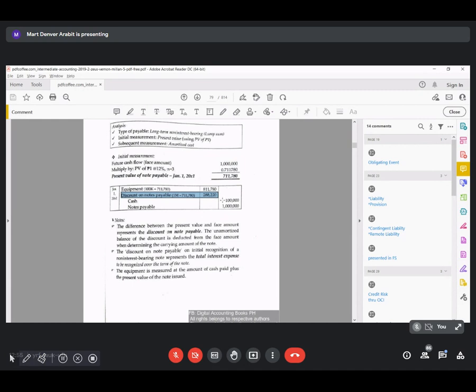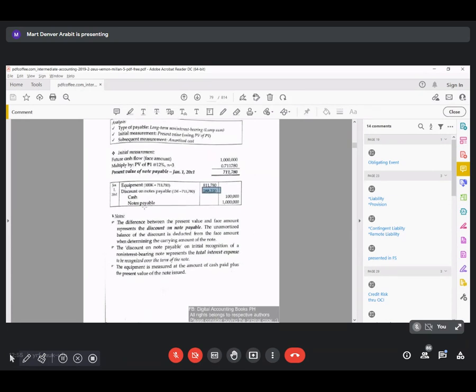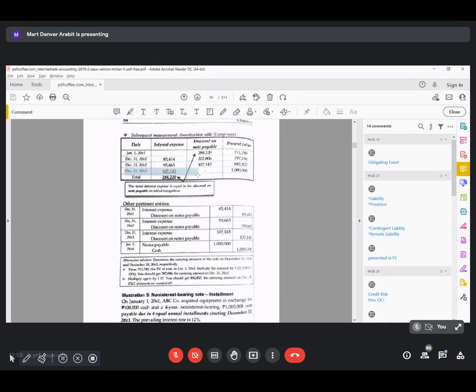So that hindi mo siya i-record yung buong difference na to, which is yung 288,000 on the third year, which obviously violates the matching principle of revenue and expense. Okay? So question.